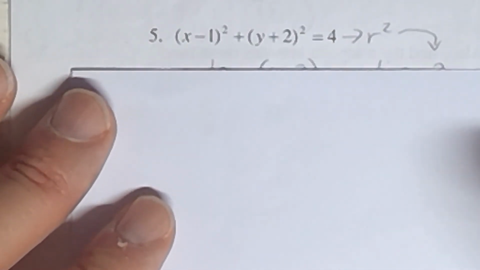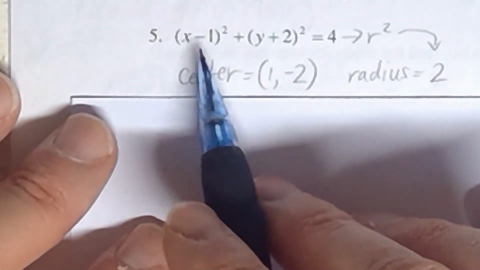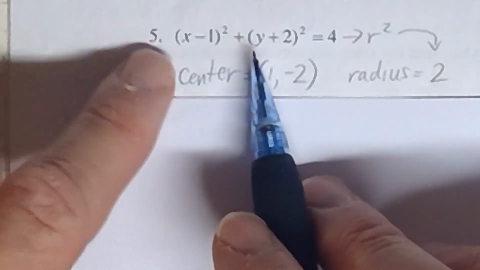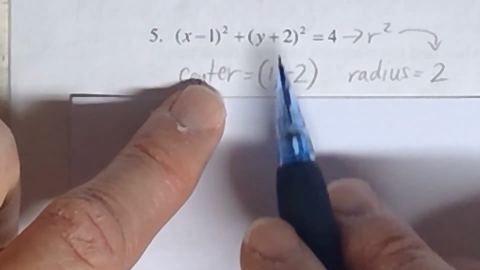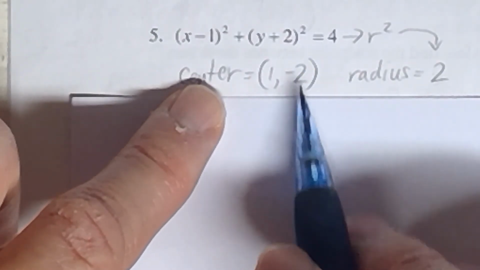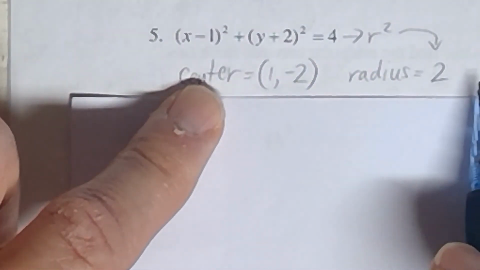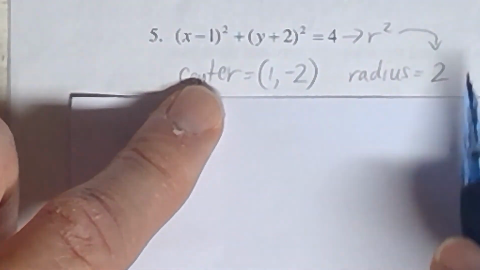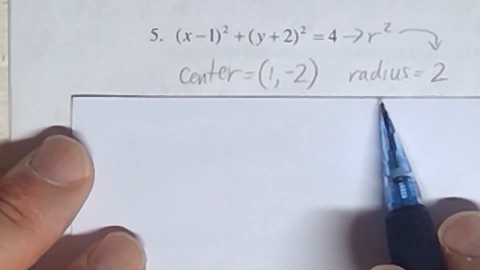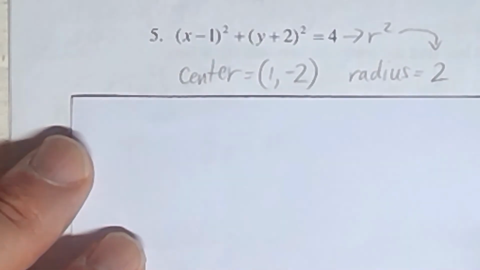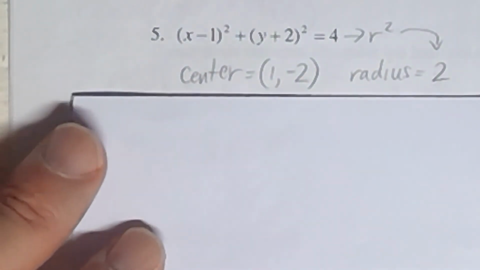So what do I get? The center and the radius, again, you change the signs of the numbers that are with x and y to figure out the center. -1 becomes 1, +2 becomes -2, and then for the radius, when you go from the equation to figuring out the radius, you got to take the square root because you got to convert r squared to r, and so that makes it 2. The square root of 4 is 2.